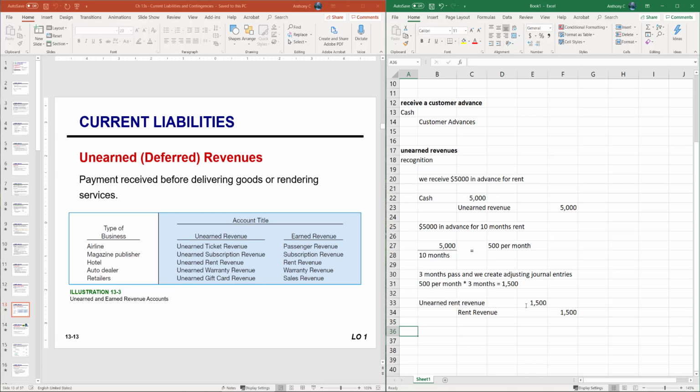So pretty much you'll recognize it, and then over time, you're going to recognize unearned revenue as earned. And these are your two basic journal entries here.